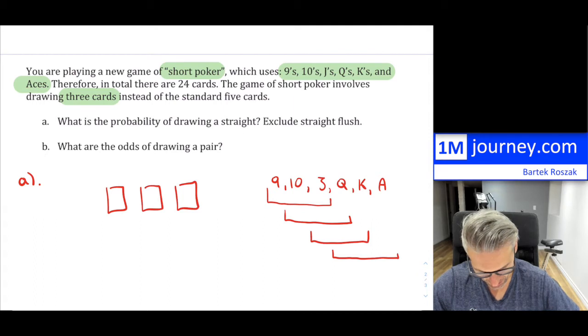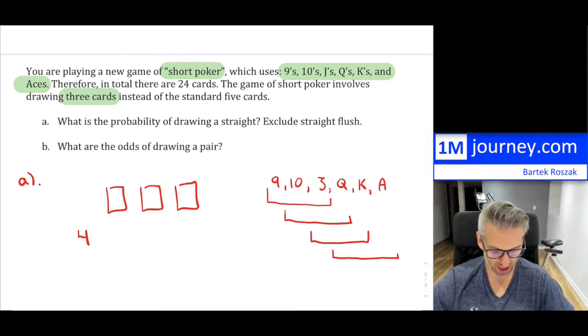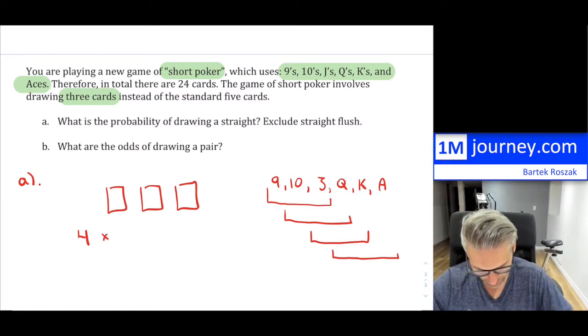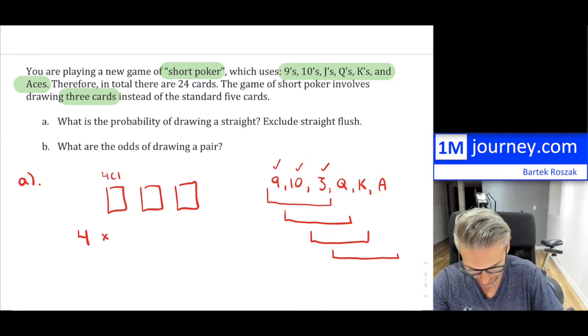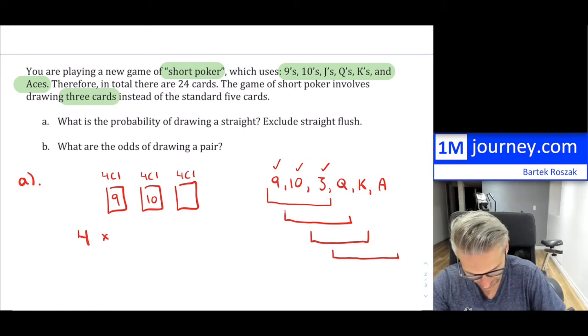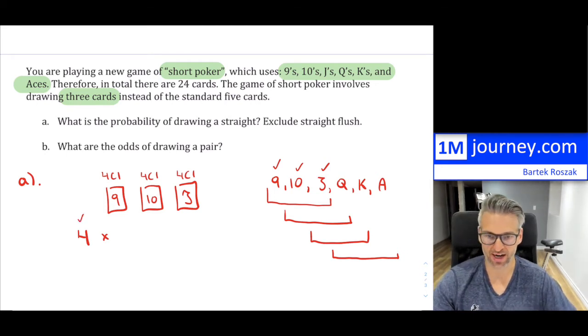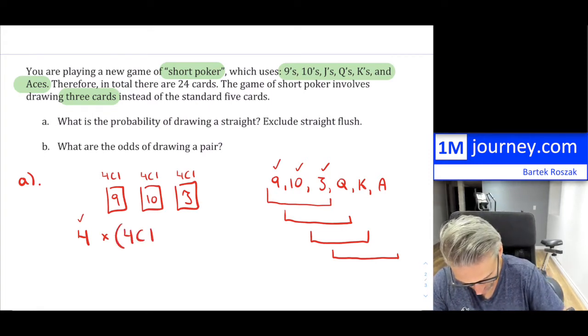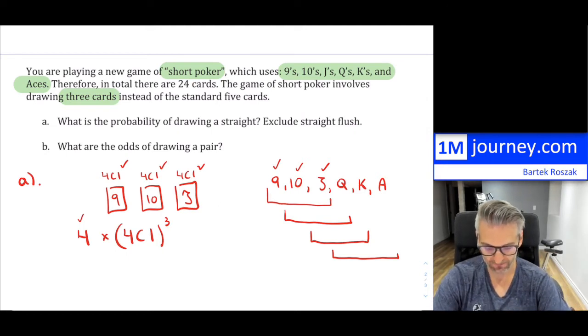What that means is there's 4 different ways of drawing this: 9, 10, jack; 10, jack, queen; and so on. Now notice that for each card, if I draw 9, 10, and jack, I have 4 9s to choose from. So the first one is 4 choose 1, if it was 9s. It can be 4 choose 1 for 10s, because there's 4 10s, and then 4 choose 1 for the jack. And I have 4 different kinds of these, because I can also say 10, jack, queen, and so on. So this is 4 choose 1 to the power of 3, because 1, 2, and 3. Those are all the straights that I can get.